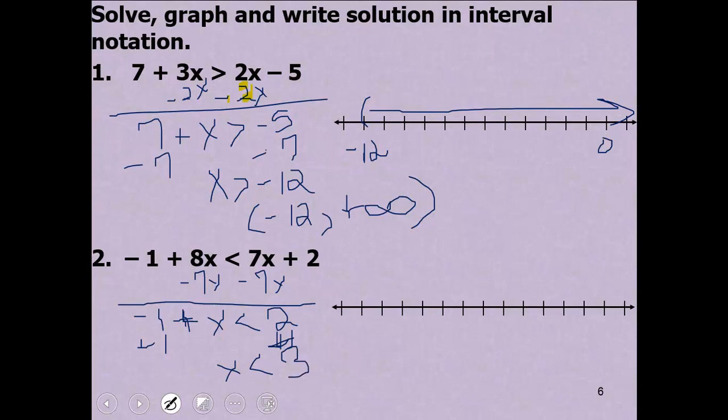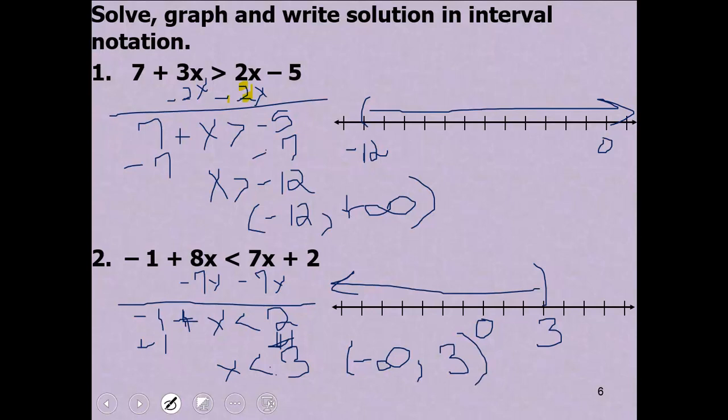That's set notation. So this means I want all the numbers that are less than 3. So if here's 0, here's 3. I want everything less than that. And this does not have an equal sign, so 3 is not included in the solution set. So I'm going to use a parenthesis. And when I have a line going on and on forever to the left, I use negative infinity. And then my ending point here is 3. And I use a parenthesis.